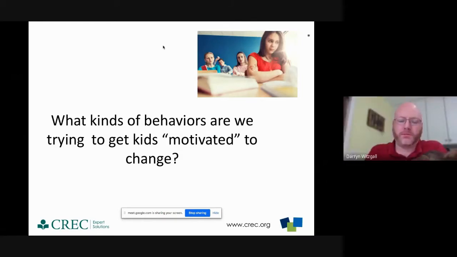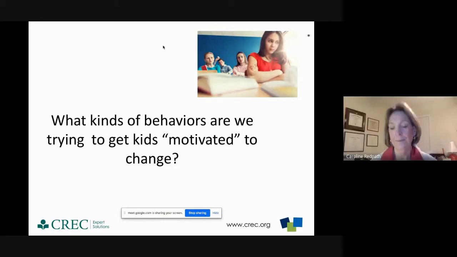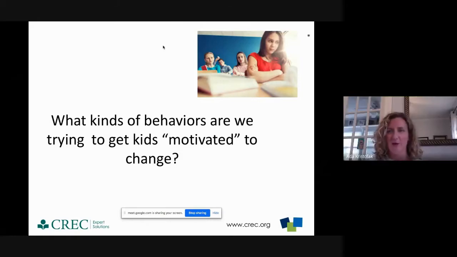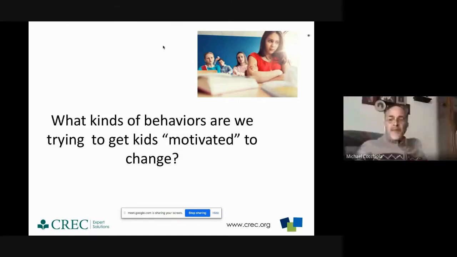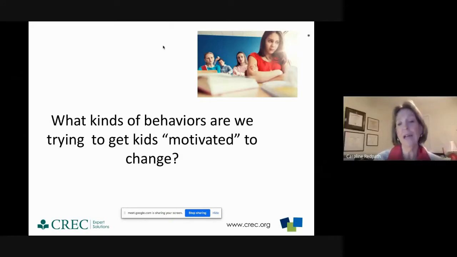Sometimes it can just be hard for kids to separate from other peers, or to go and take a walk and take a break because they don't want to leave the room. Putting their phones away. Staying on the right website, staying in their own personal space. Following directions. To be attentive to an adult. So there are lots of different things that we're trying to get them motivated to change.